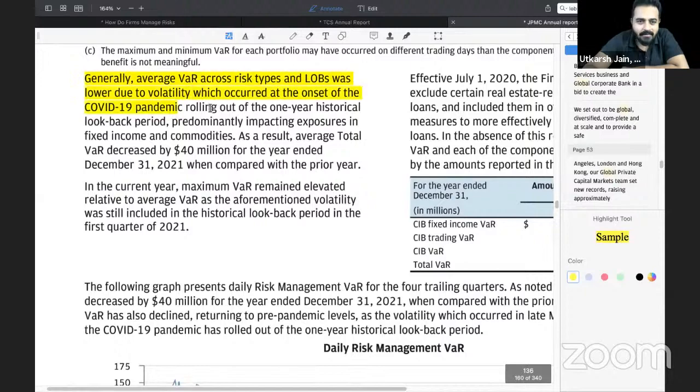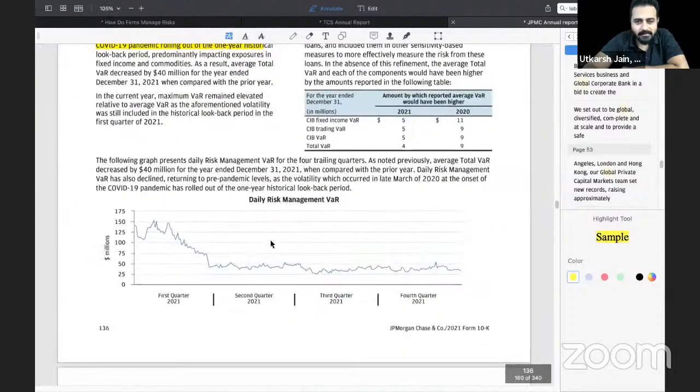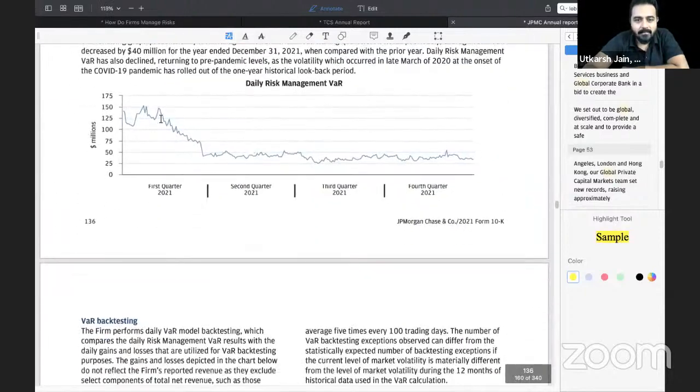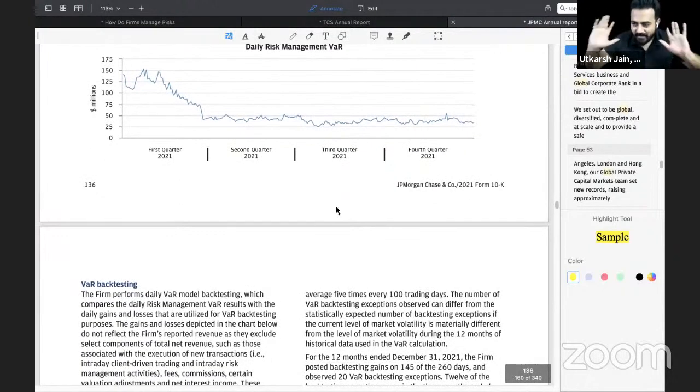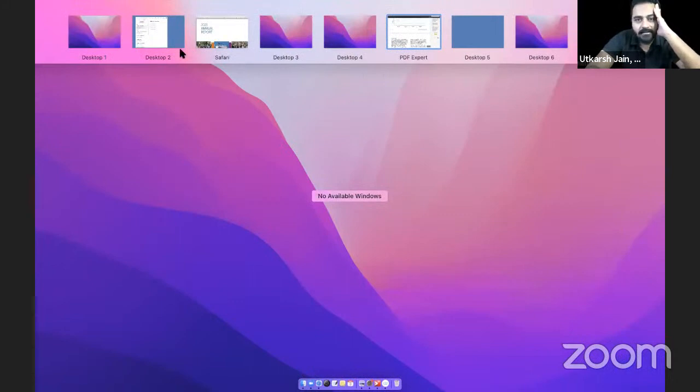Generally, the average VAR levels have come down and so on and so forth. Okay. Daily risk management VAR, first quarter, second quarter, third quarter. Anyway, so you get some idea, right? So you're building perspective on what kind of risk management process is happening within JP Morgan. Let's quickly look at the Indian company. We have the last 5 minutes of this session, then I'm going to call it a day.